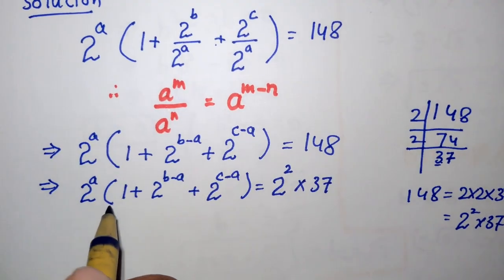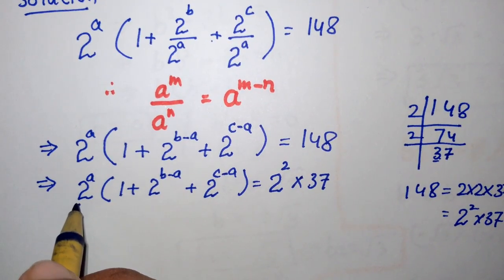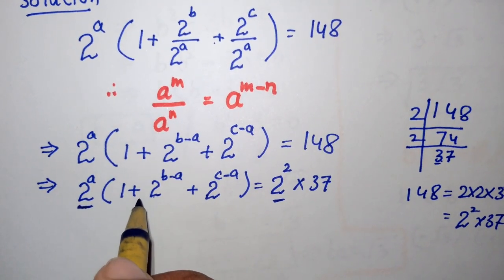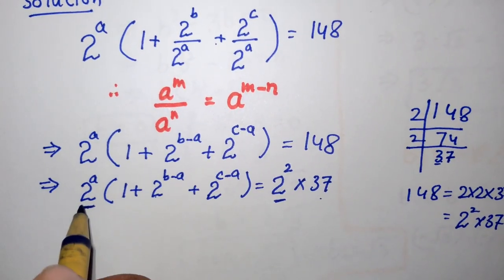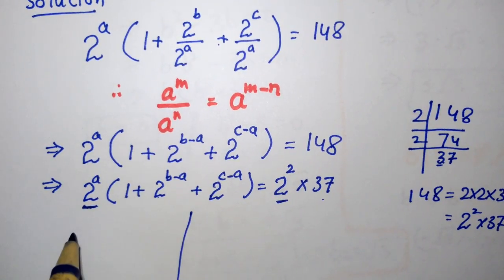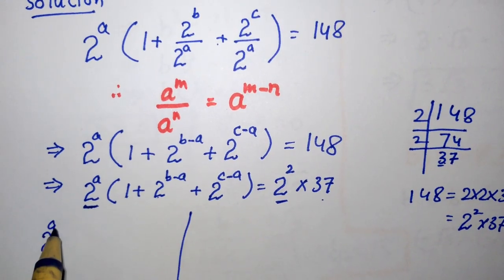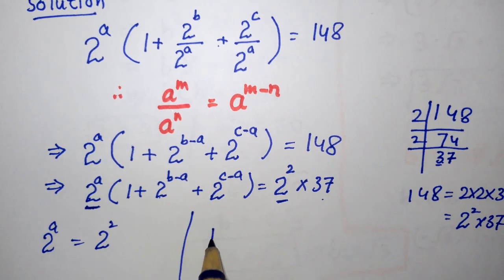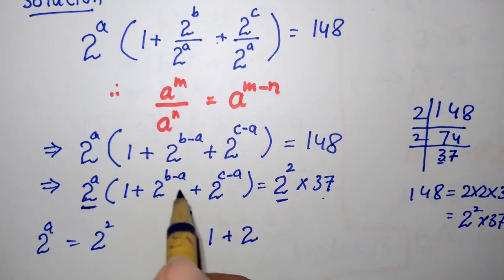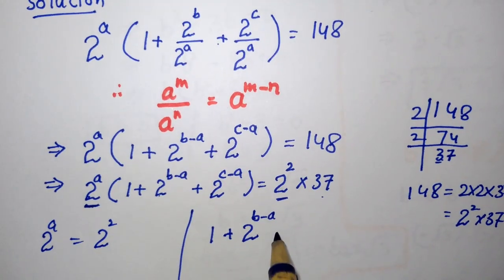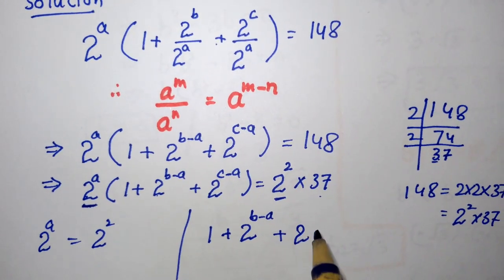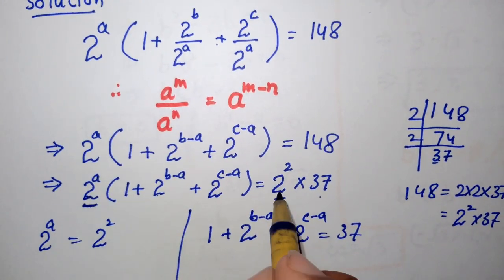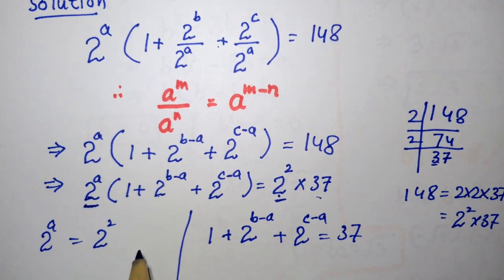Now we know that 2 to the power of 2 is an even number, and this is also an even number, and 1 plus 2 to the power of b minus a plus 2 to the power of c minus a is odd, and 37 is odd. So to relate these, there are two cases. 2 to the power of a is equal to this even number 2 to the power of 2, and 1 plus 2 to the power of b minus a plus 2 to the power of c minus a is equal to this odd number 37. So there are two cases.